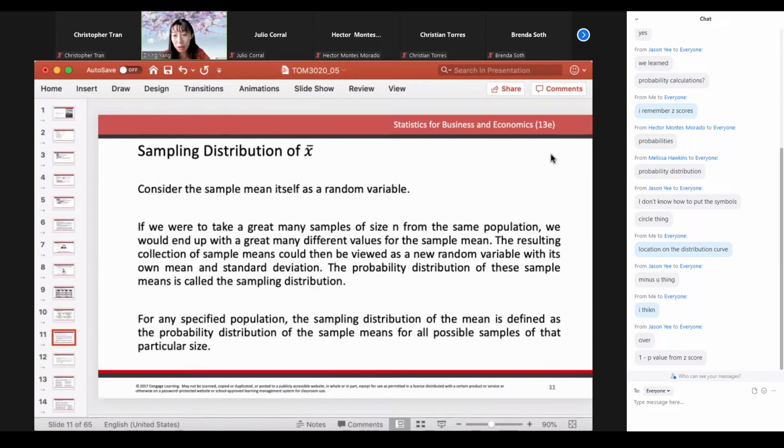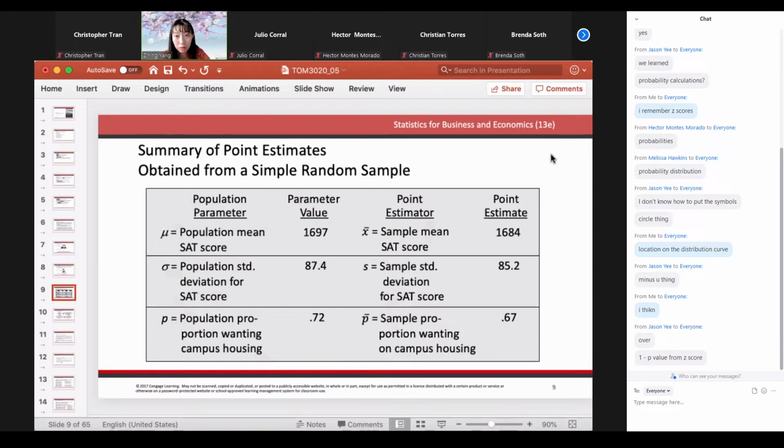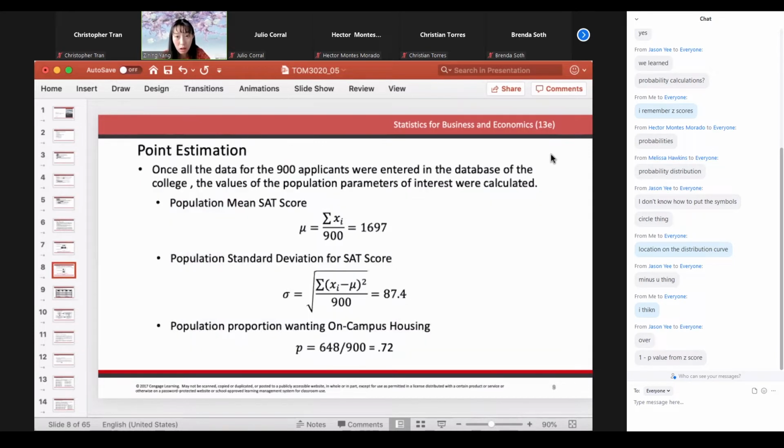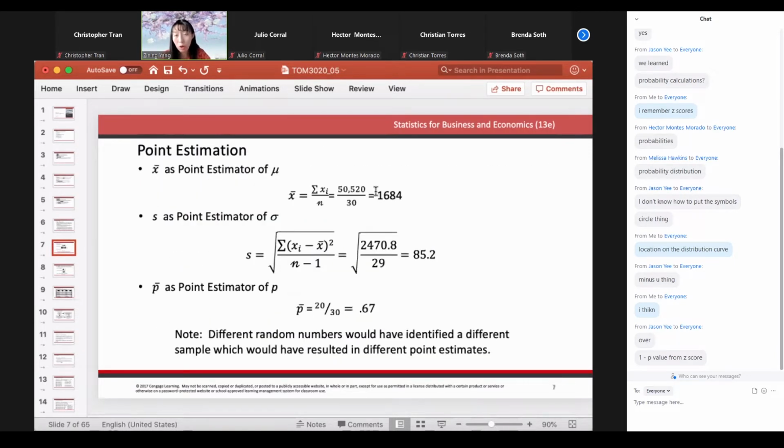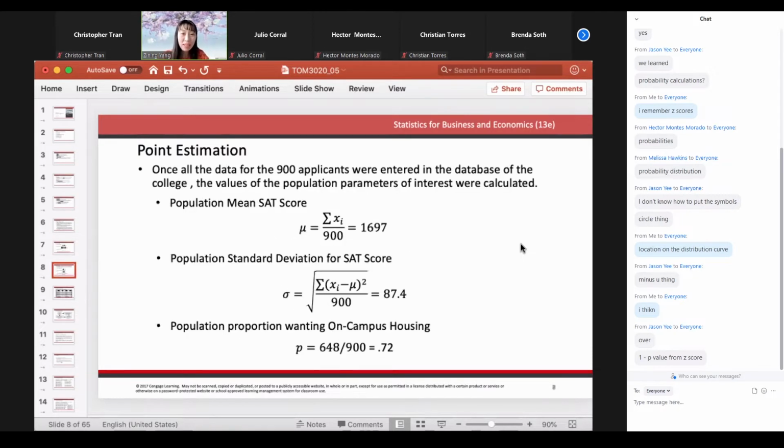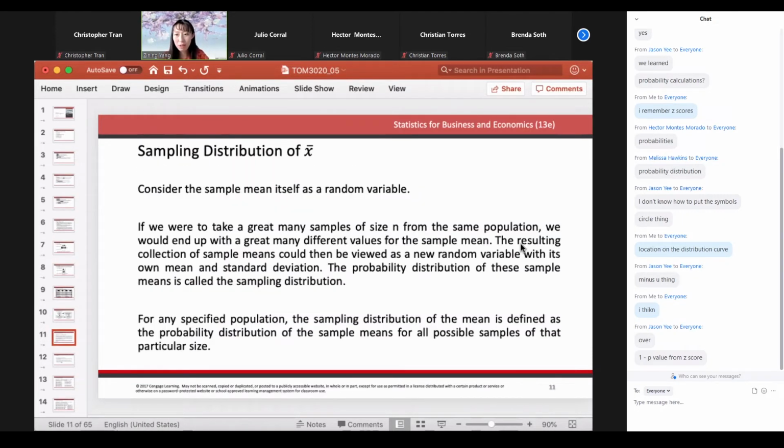Sorry, let me look at the chat window. Oh, this was just for your information that we calculated sample mean. We don't have time to display the whole set of numbers, but that's how we calculate sample mean. Sorry, let me go back.